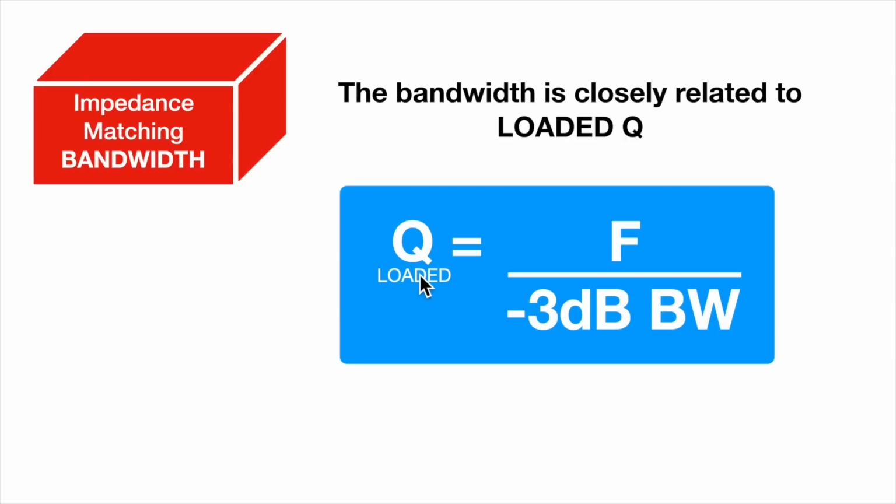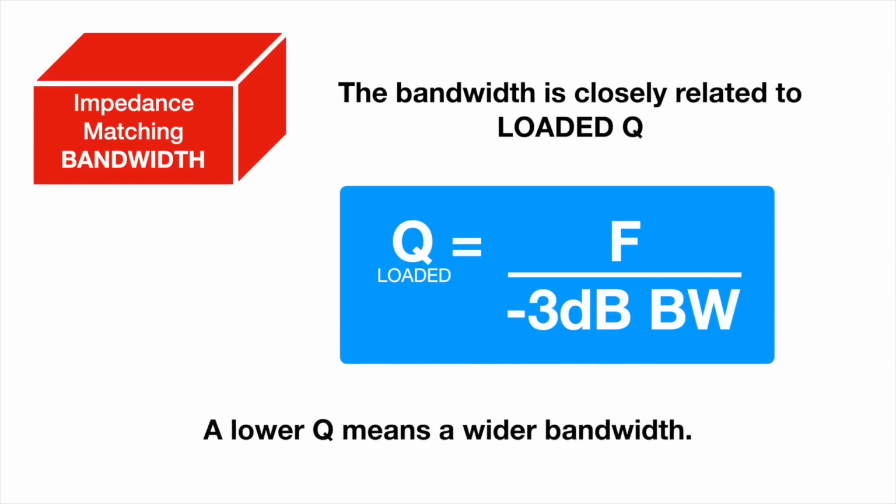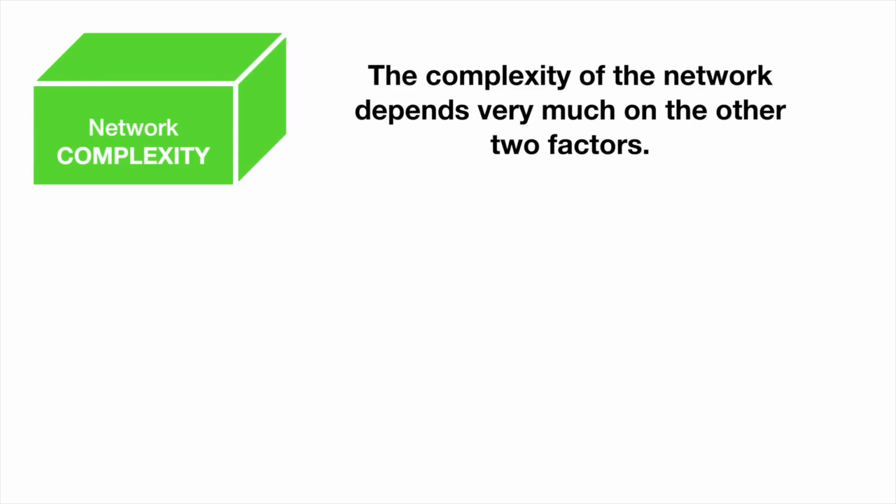And if we were to drop down another factor of 10 to 1 megahertz with a Q of 10, our bandwidth now would only be 100 kilohertz. So you can see the massive effect that the centre frequency has on the bandwidth that we're trying to get. So from our point of view, generally speaking, a lower Q is what we want, because a lower Q means a wider bandwidth. And finally, the complexity of the network depends very much on these two factors I've just spoken about.